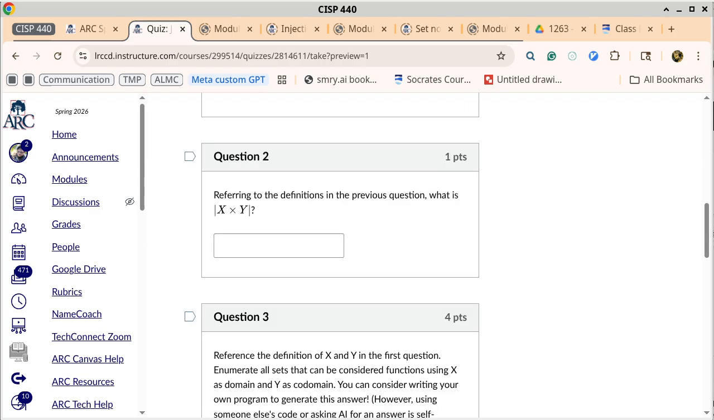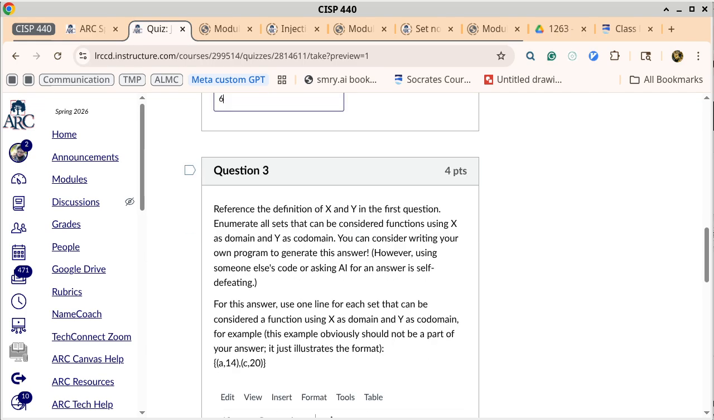For question number two, based on the previous question, what is the cardinality? It is 6. And then number three, reference the definition of x and y in the first question. Enumerate all sets that can be considered functions using x and y as codomain. And you can consider writing your own program to generate this answer. However, using someone else's code or asking AI for an answer is self-defeating. For this answer, use one line for each set that can be considered a function using x as a domain and y as a codomain.